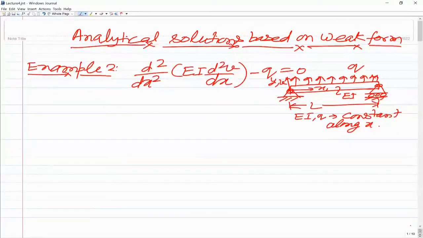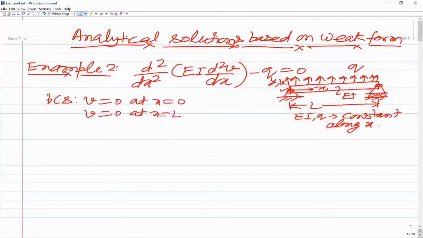Along with this differential equation, we will also have boundary conditions. So I am just writing BCs, BCs means boundary conditions. For the given problem, at the left end the transverse deflection is going to be 0. It is not allowed to move, and also at the right end. So one is that v equal to 0 at x equal to 0. That is one boundary condition. Another is v equal to 0 at x equal to L. That's another boundary condition.